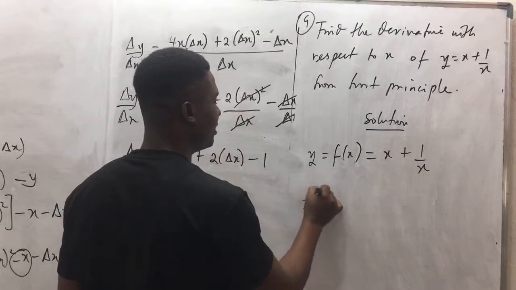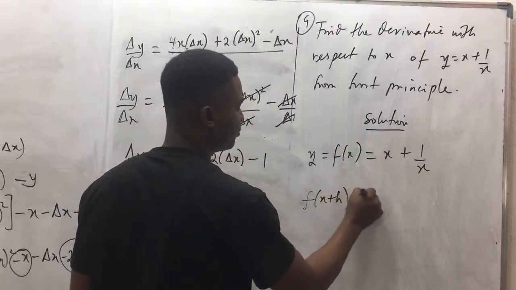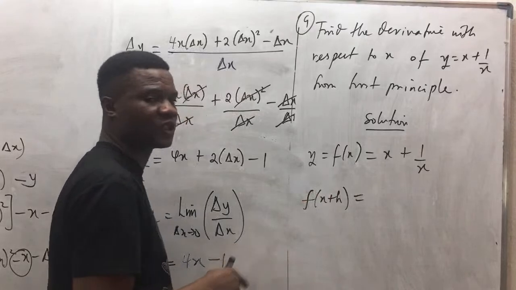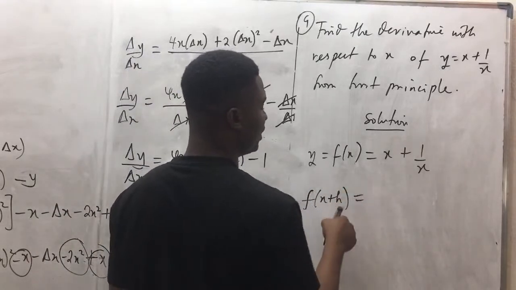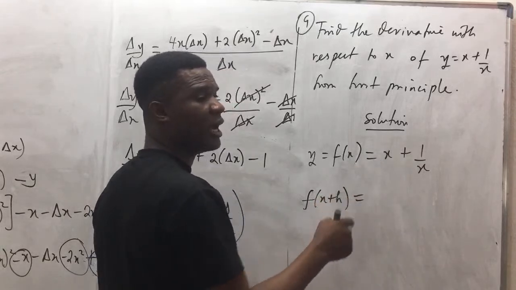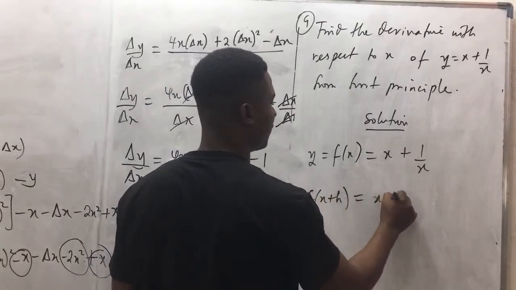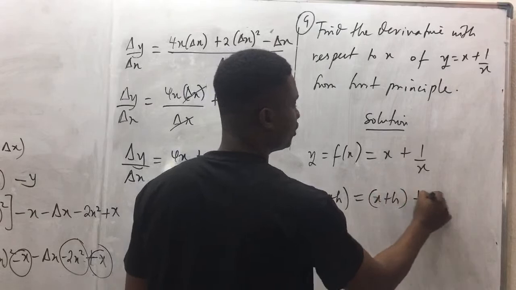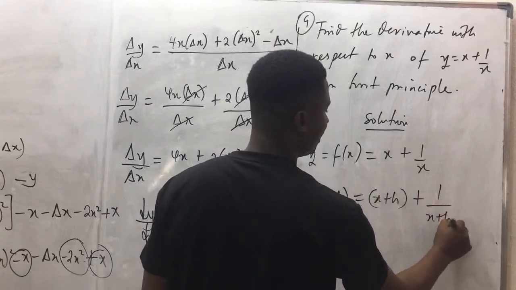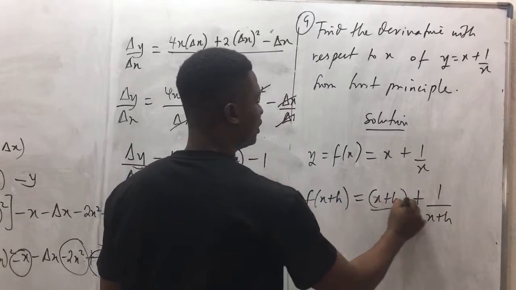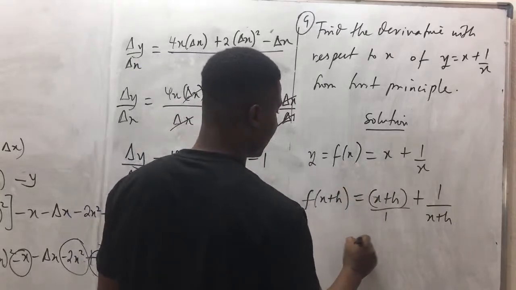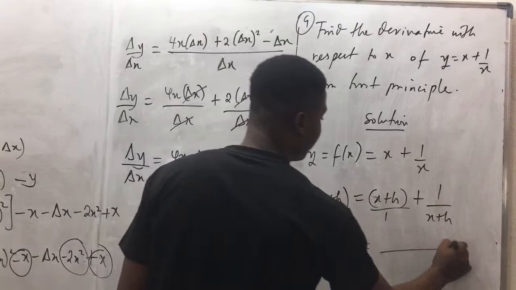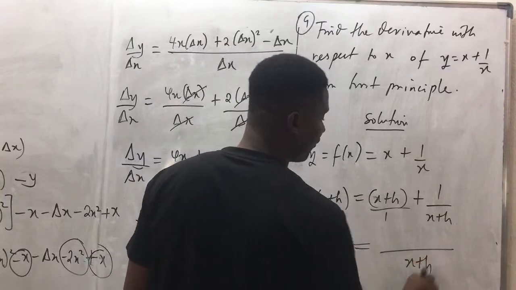I'm going to obtain an expression for f of x plus h. An expression for f of x plus h means wherever you find x, you now end up putting x plus h. So I'm going to put x plus h here, plus 1 over x plus h. Okay? So this is over 1 plus 1 over x plus h.